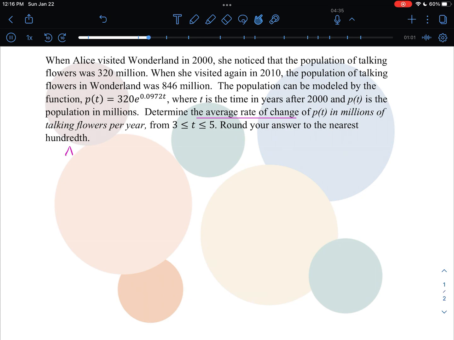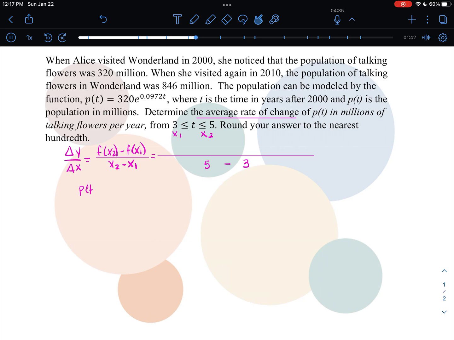My average rate of change is always the change in y over the change in x, or another way to say it, f of x2 minus f of x1 over x2 minus x1. They're giving me the x1 and the x2 because the given interval is 3 and 5. So I'm going to set that part up too and make certain that on the bottom I have 5 minus 3.